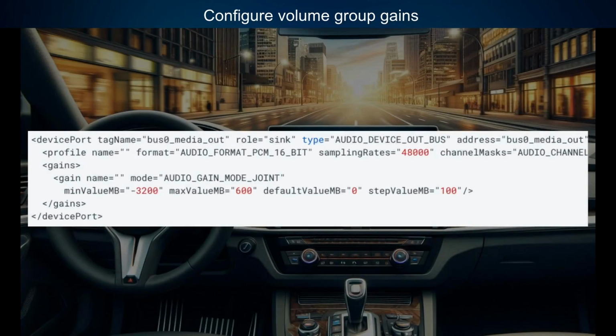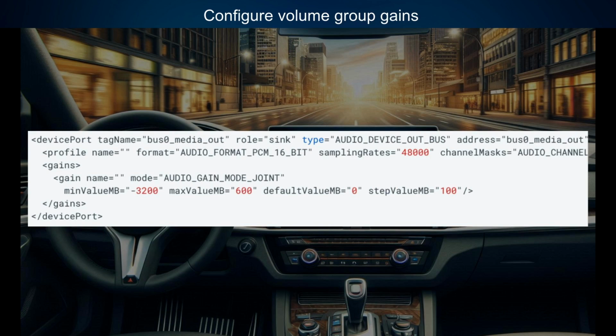Let's look into how the volume for different devices in a car is set. First, remember that the car's audio system is divided into different zones and groups. In this section, we'll focus on the specific settings for each group. Here's an example of how the volume for a specific device group is configured. We're looking at a device called bus0_media_out, which is used for playing music.